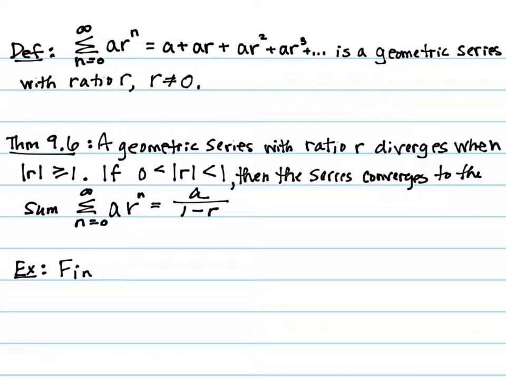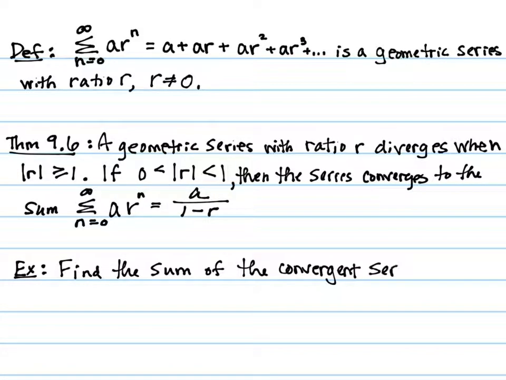We're going to find the sum of the convergent series. In this example, they're actually telling you it converges right off the bat. But as we look at it, we should be able to say, yeah, we'd have known that ourselves. So we're going to go from k equals 0 to infinity of 1/2 times negative 1/3 to the k.